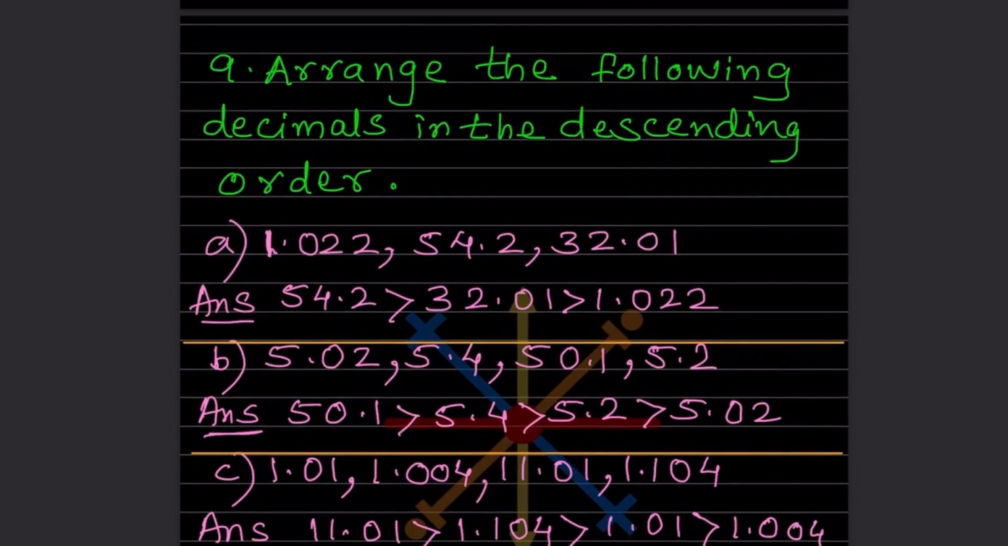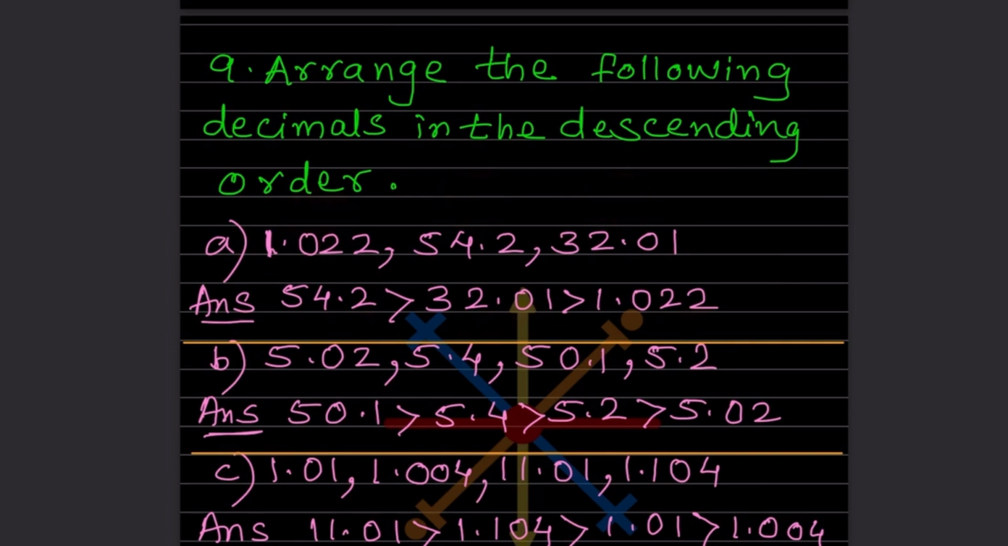Now arrange the following in the descending order. Descending means what? That is big to small. Same, you have to follow the same method. Now from this one, which is the bigger number? See, this is 1 point something, and this is 54 point something, and this is 32. So definitely this is going to be the bigger number, 54, and then 32. And then this is going to be 1.0.